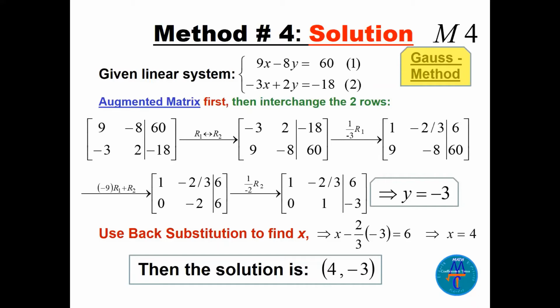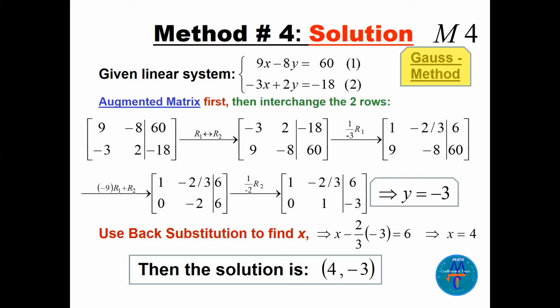Now remember the aim. The first number here should be 1. So to make it 1, we can divide by 9. But since I see 9, minus 8, 60, I will have very big numbers in fractions, so I can avoid that. I can interchange the rows. Also, you can learn that you can interchange the rows. So I take row 2, which is minus 3, 2, minus 18, in row 1 up. And then I take row 1 in row 2. That's easier.